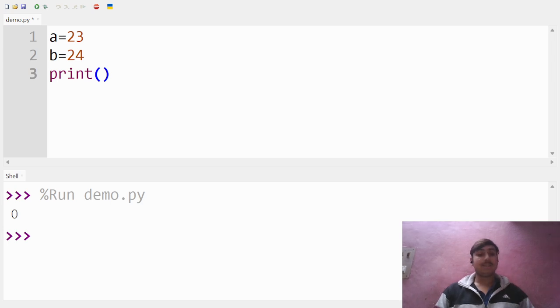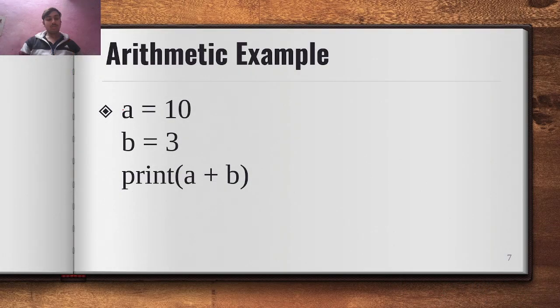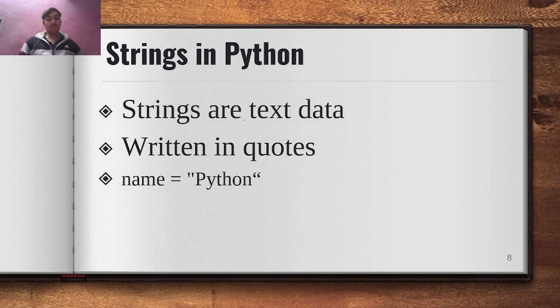As you can see the example over here in the PPT too. Arithmetic example: A equals 10, B equals 3, print A plus B, so it will give me the output as 13. Strings in Python, strings are the text data written in quotes. As I said, double quotes. Like variable name equals, no, it's called assignment operator, assignment, then in double quotes, your name or hello world. So let's print a very small thing. Print in double inverted commas hello world.